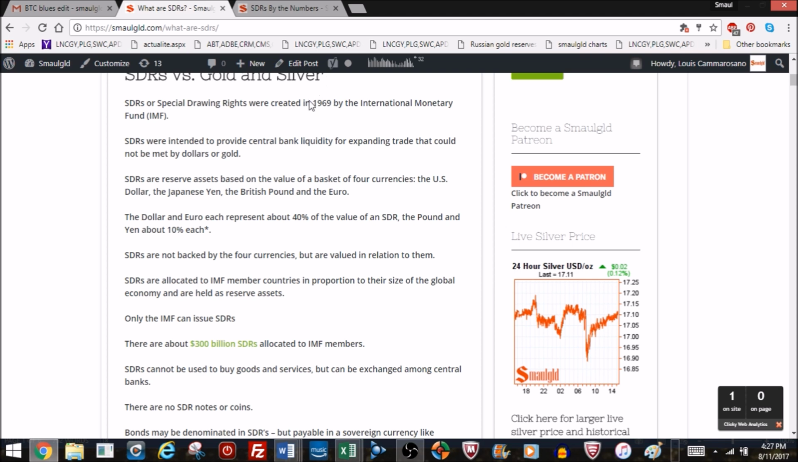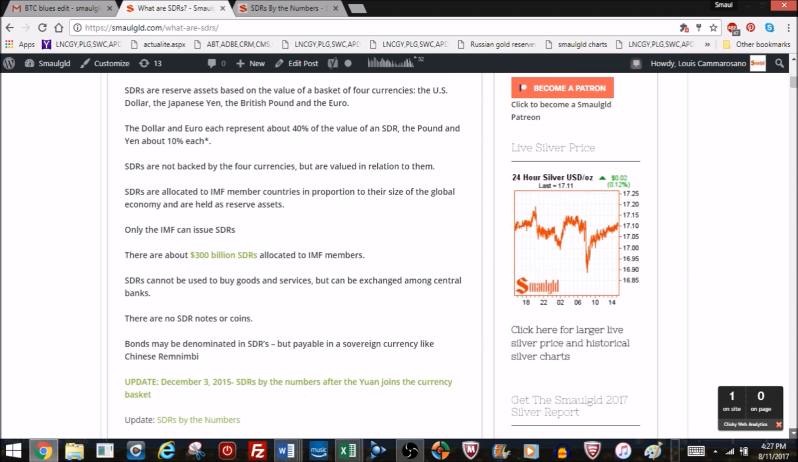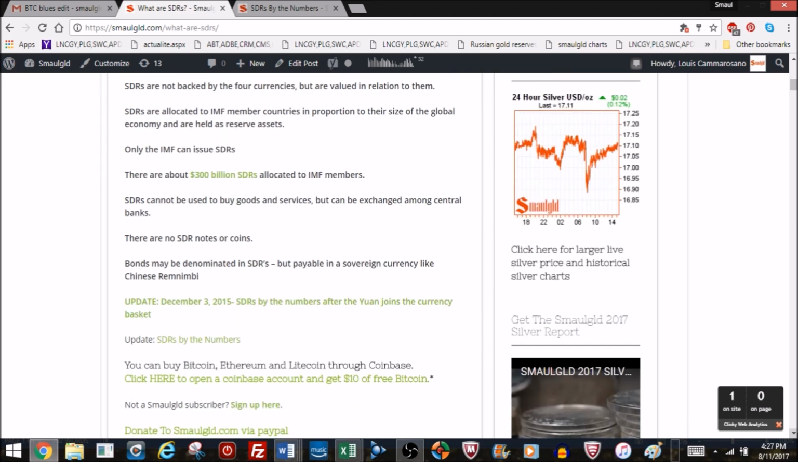Now, SDRs cannot be used to buy goods and services. They can only be exchanged among central banks. There's no SDR note, there's no SDR coins, nothing. What has happened recently is you can issue a bond denominated in SDRs, but that's payable in a sovereign currency like the Chinese renminbi.